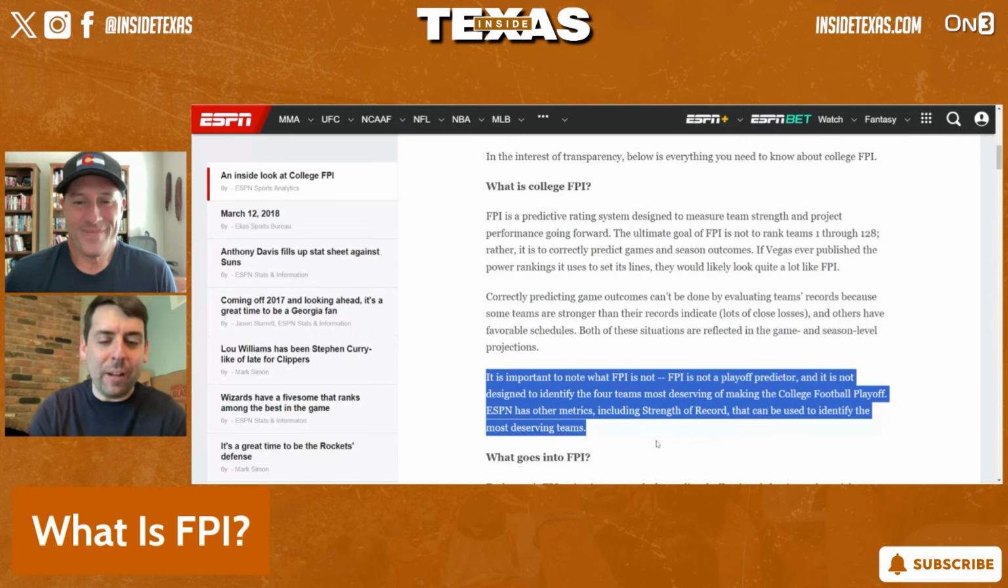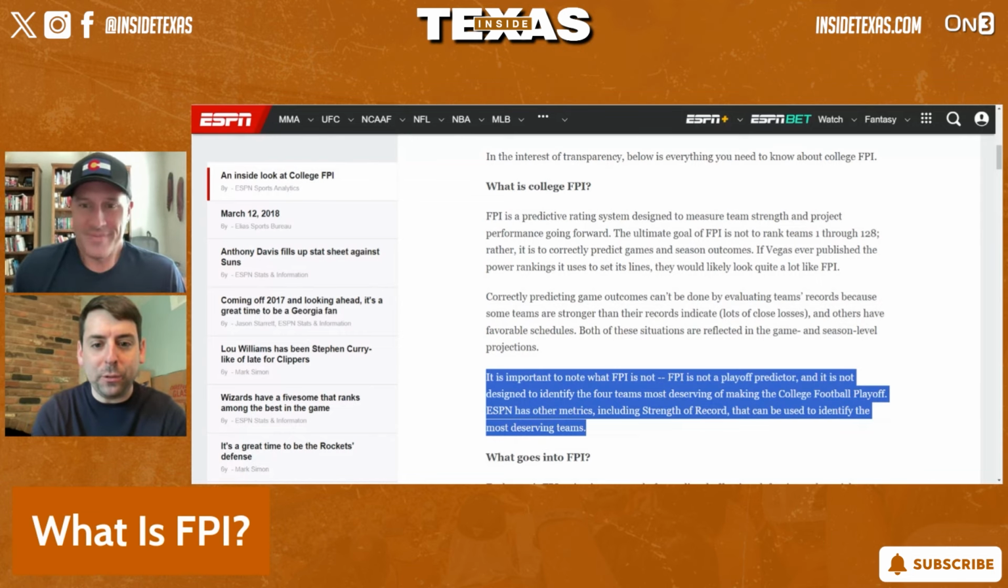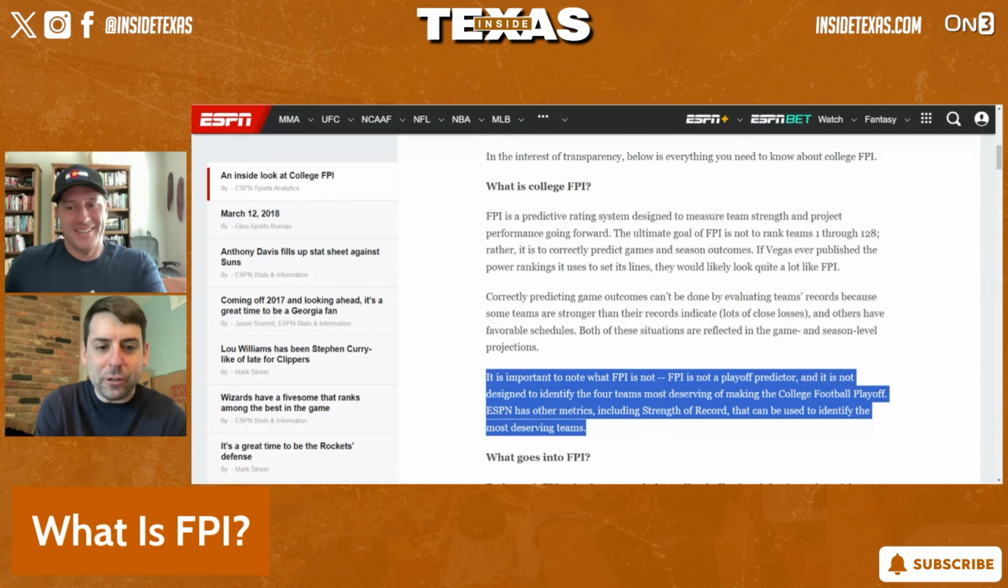It is important to note what FPI is not. FPI is not a playoff predictor, and it is not designed to identify the 4 teams most deserving of making the college football playoff. ESPN has other metrics, including strength of record, that can be used to identify the most deserving teams. Aha! Now, this is what is known as a smoking gun.